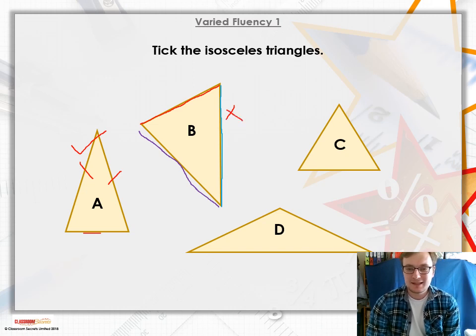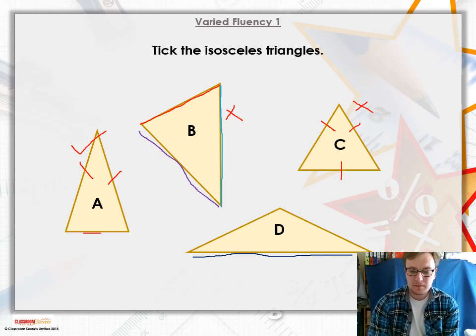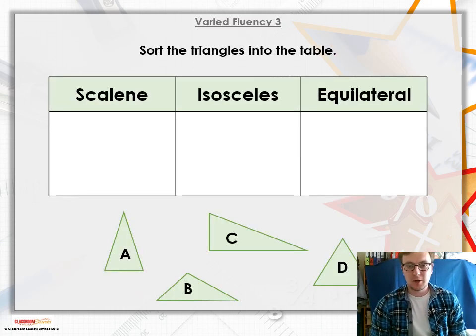Let's have a look at C. C, I would say, is an equilateral triangle. Looking at it, all three sides are the same, so that is not an isosceles triangle. So D, it's got one long side here at the base, then two equal sides here. So D is an isosceles triangle. So if you put A and D, you are correct.